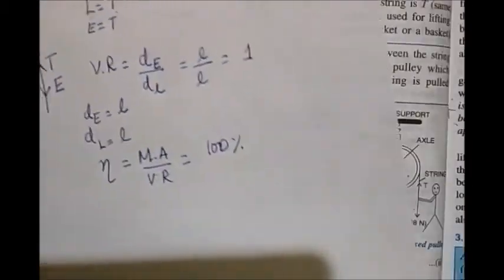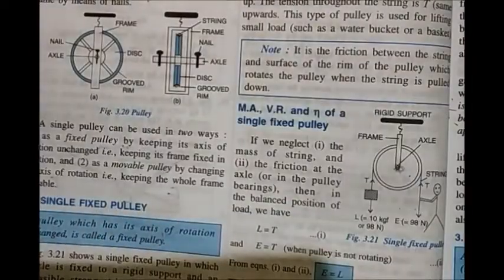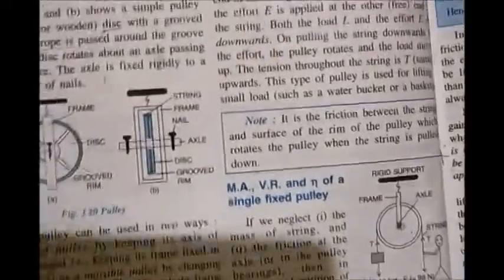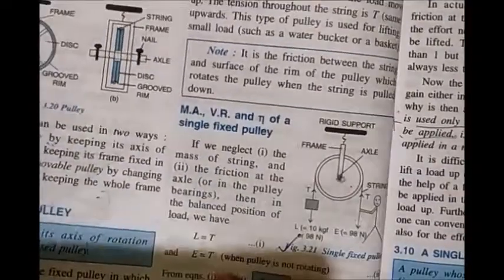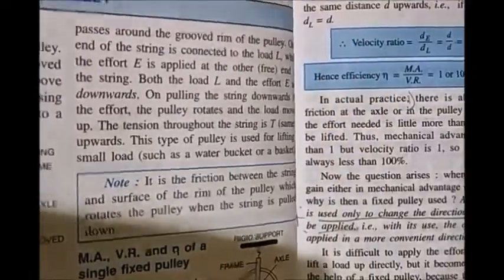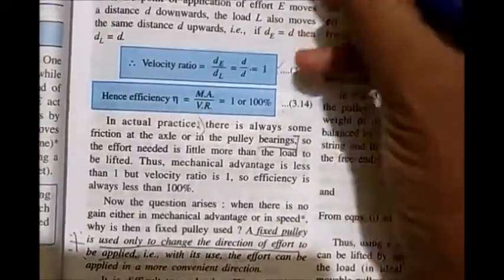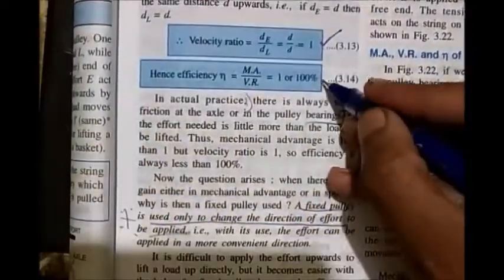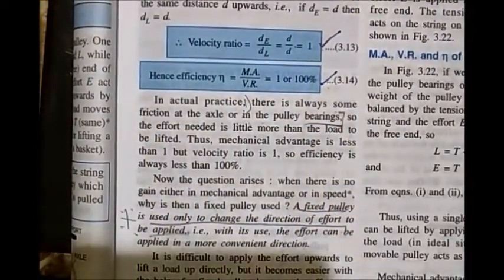Diagram, derivation for MA, VR and efficiency. These are the three things you should do. You can put a tick mark in your diagram, then followed by this little derivation here and the conclusions. MA is 1, velocity ratio is also 1 and efficiency is 100%.